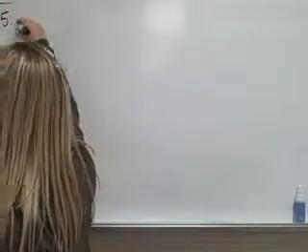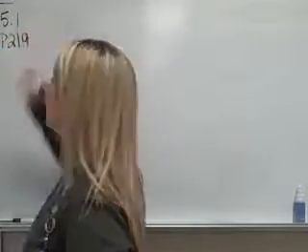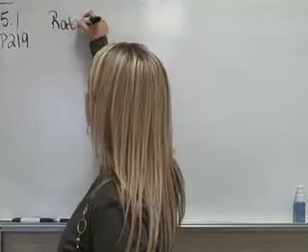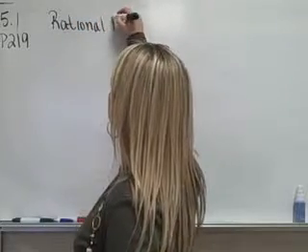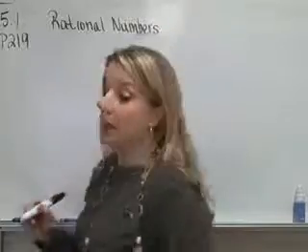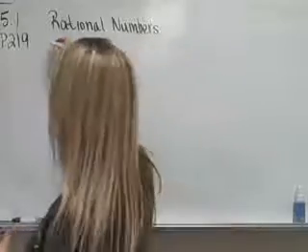Today we're starting chapter 5, so the lesson that we're doing is going to be on section 5.1, and that can be found on page 219. Okay. The title for today is Rational Numbers. Okay. And our objective will be to write fractions as decimals and vice versa.